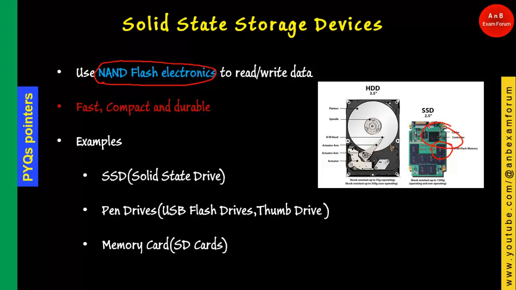And the examples you should know: the SSD, the alternative to the HDD. Pen drives, also known as USB flash drives or thumb drives, are also solid state storage devices. In other words, they are also secondary storage. And the next one is the memory card, the SD card, which is generally used in mobile phones right now.